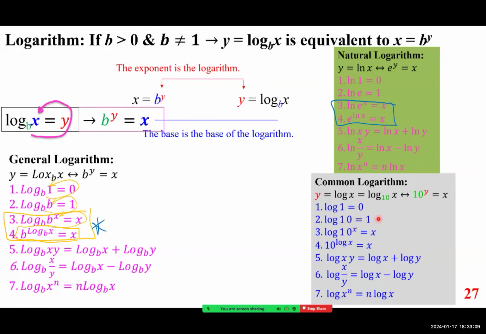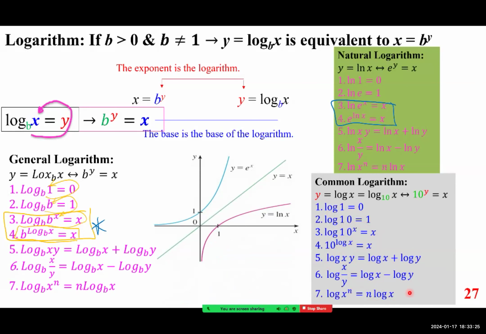Log 1 is 0, log 10 is 1. Remember, these two must be identical. When we don't have a base, the base is 10, right? Log 10 is 1, log 10 to the power of x is x, 10 to the power of log x is x, and these three, the product rule, quotient rule, and the power rule. If you look at this graph, it represents the fact that exponential functions and logarithmic functions are inverse of each other. Therefore, they are symmetric with respect to the line y equals x.